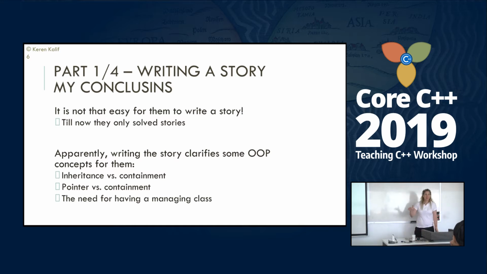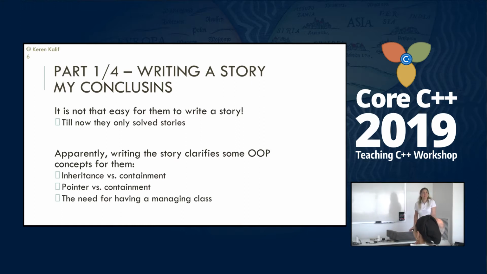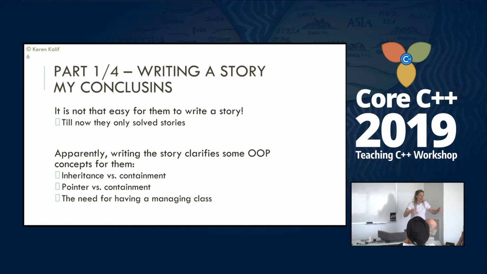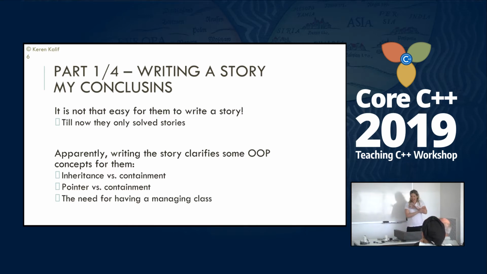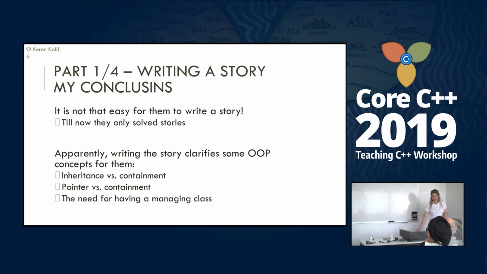My conclusion after that part, after they wrote the story: it's not easy for them to write a story. They are used to having a problem and solving it. Now I tell them, define your own problem. And they say, oh, I don't have enough classes. Is it containment? Is it a pointer? It's not that easy for them. It's the first time they do that.